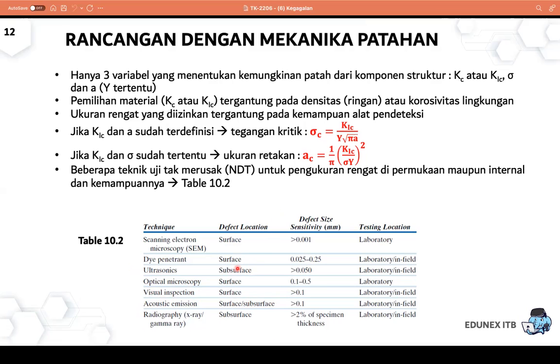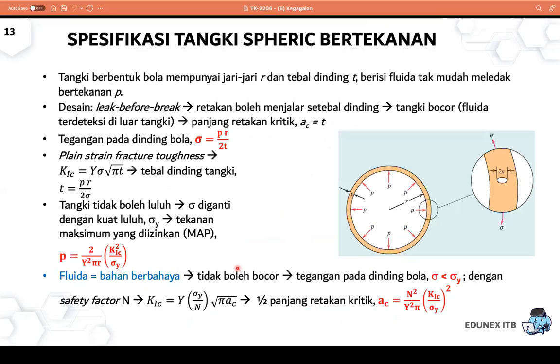And after that, in the plant, we can do some mapping to check our equipment: which one is still okay, which one has a quite critical size of flaw, and which equipment needs to be repaired, maybe with welding or some other treatment.